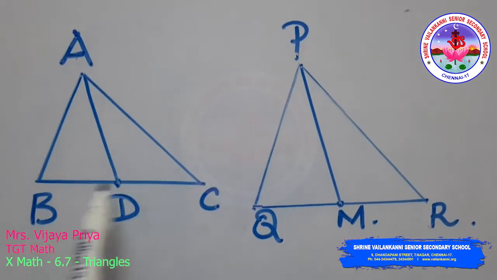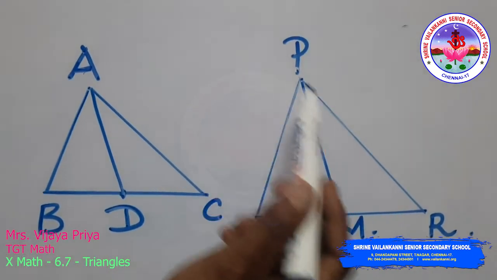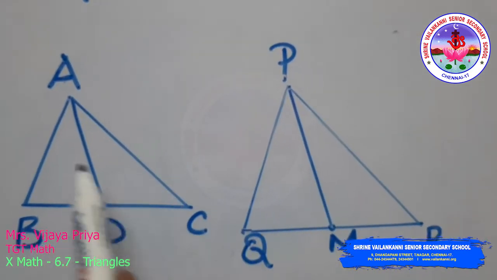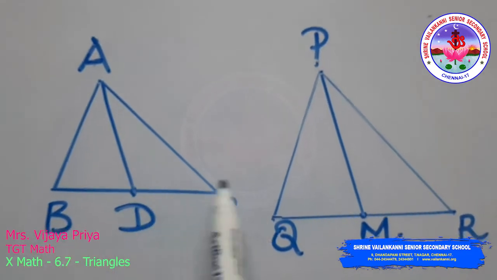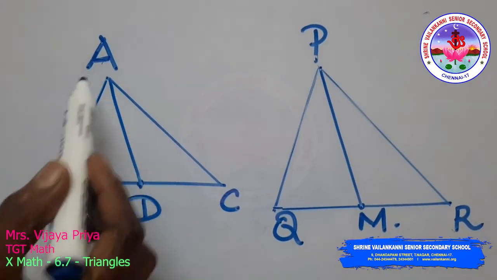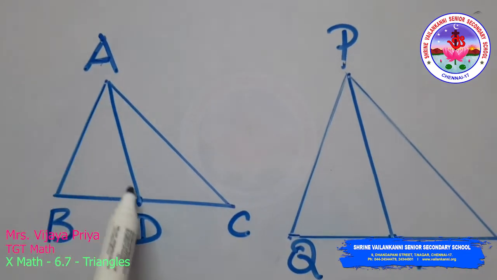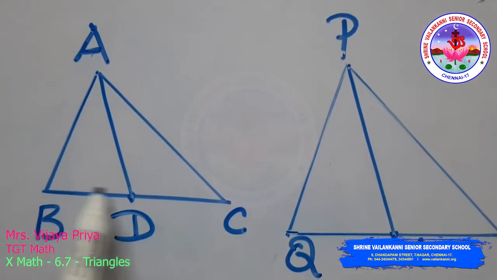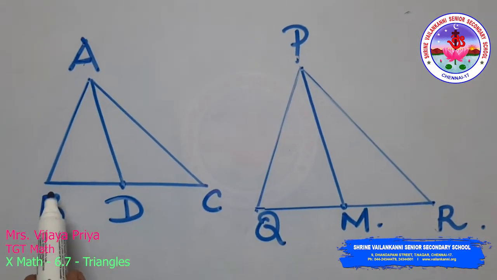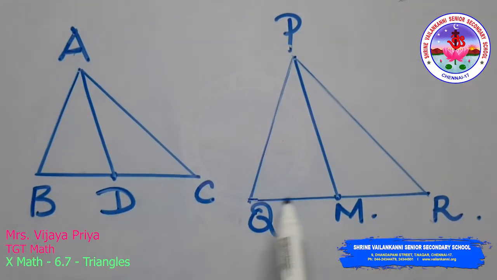He has given the figure, the triangle ABC and triangle PQR, and AD and PM are the medians of the triangles ABC and PQR, where the median divides the base into two equal halves. So here I want to prove that triangle ABC is similar to triangle PQR.